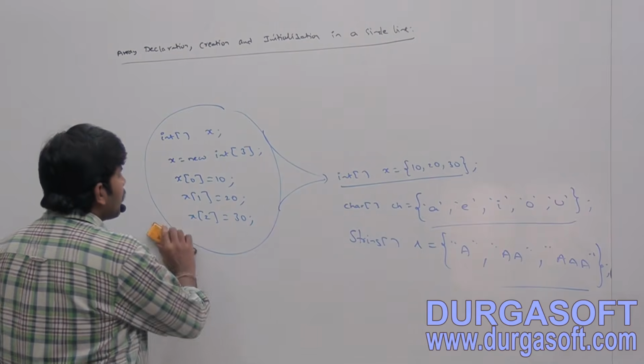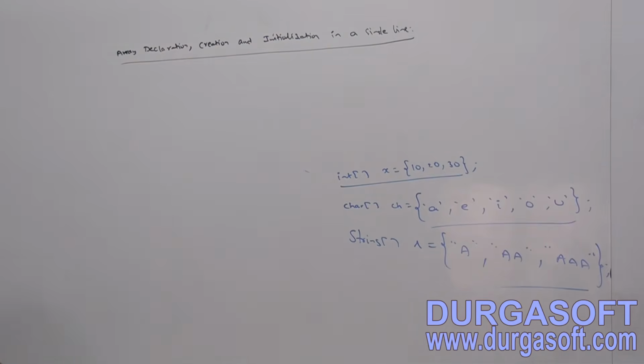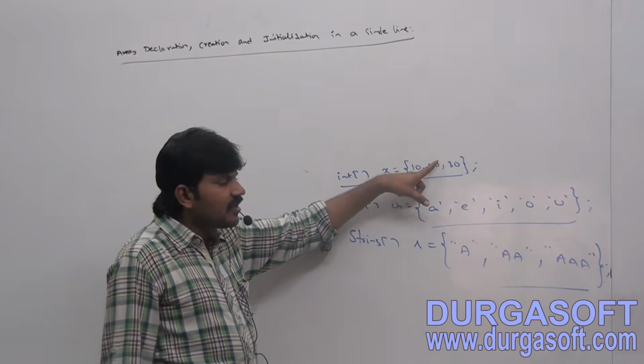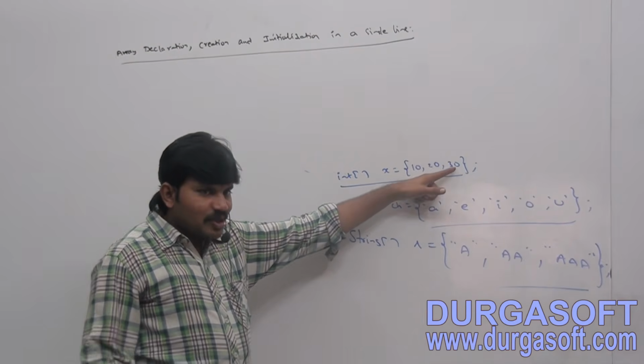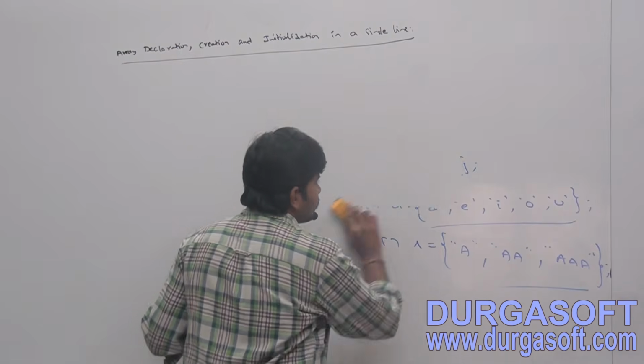Okay, so this is the shortcut representation, right? Once we are specifying the number of elements, indirectly you are telling the size also. Are you getting? That's why we are not required to specify it.